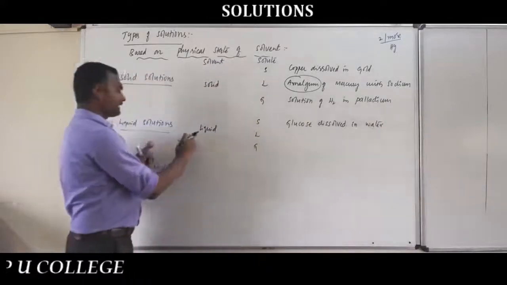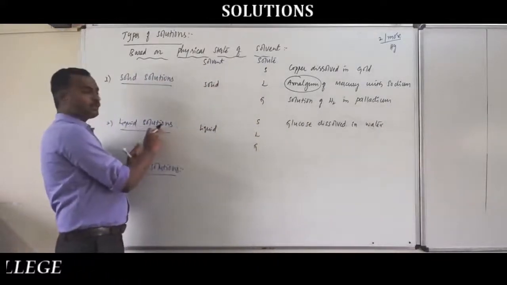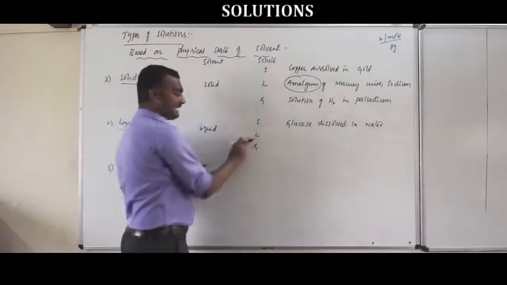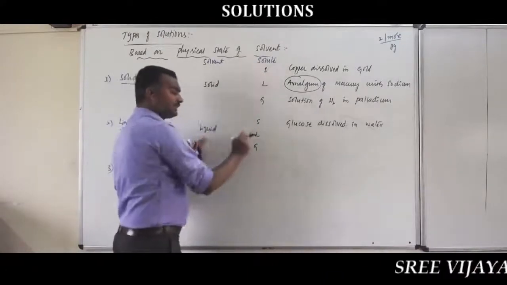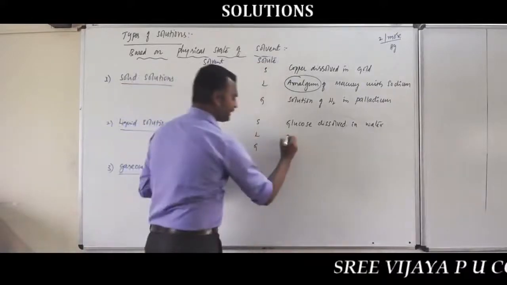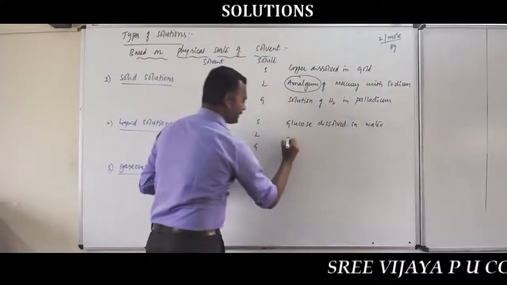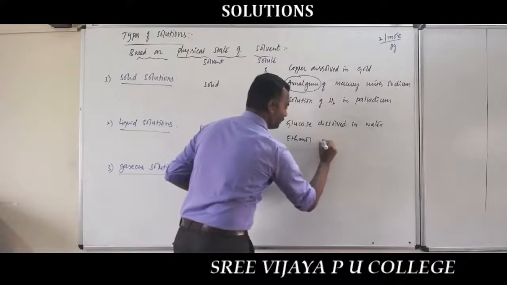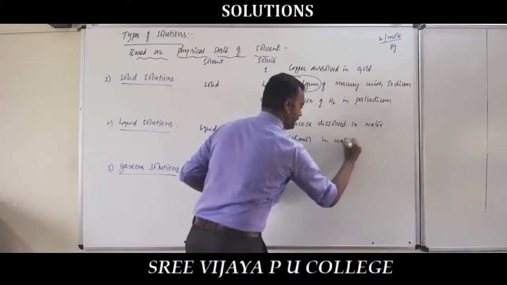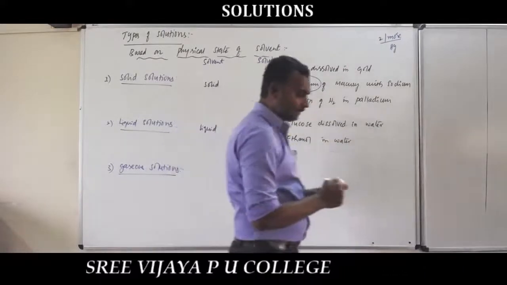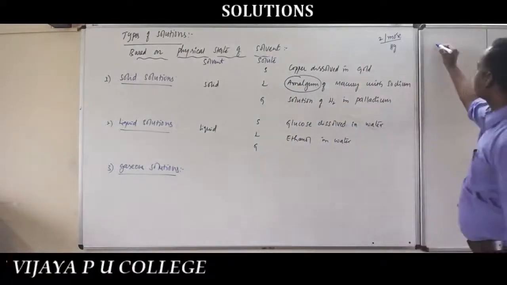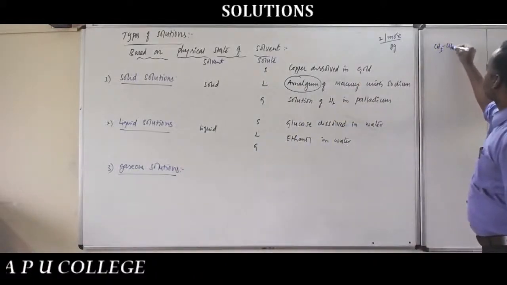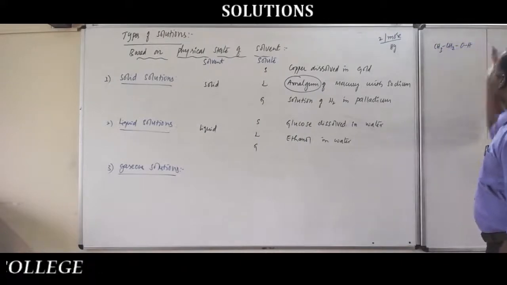And one more: example for liquid solution in which solute is liquid and solvent is in liquid state. The solute must also be in liquid state. The best example is ethanol in water, or ethanol dissolved in water. We know that ethanol is one of the alcohols. What is the formula for ethanol? That is CH3CH2OH. That is ethanol.